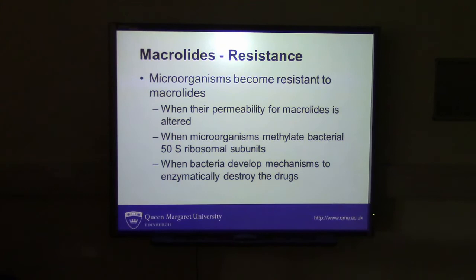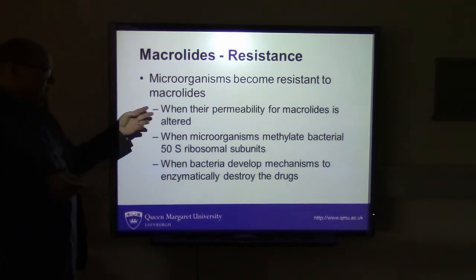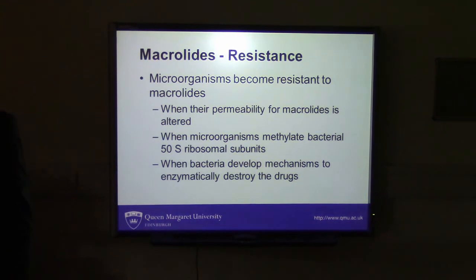Now, in the same way as we can get resistance to the penicillins, we can get resistance to erythromycin, the macrolides. Again, how? Well, same as we said before, the membrane of the bacteria will change to make it more difficult for the drug to enter the bacterial cell. That's the same here. The permeability of the bacterial cell membrane can be altered so that the macrolides don't enter to the same extent.